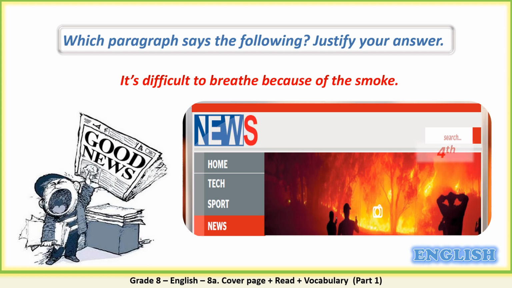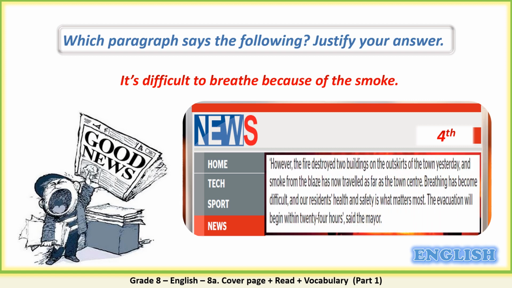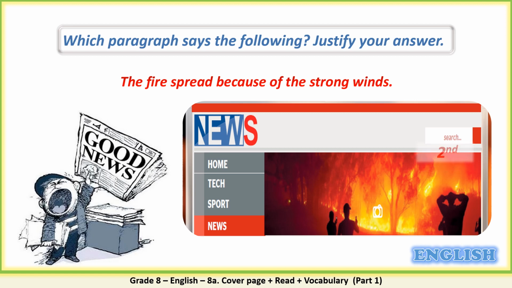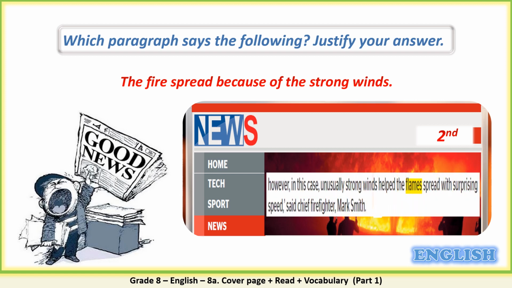Excellent! The fourth paragraph says that. And this is the justification. Breathing has become difficult. The second sentence. The fire spread because of the strong winds. That's right. The second paragraph says that. And this is the justification. Unusually strong winds help the flames spread with surprising speed.